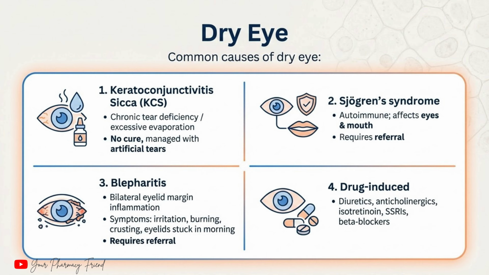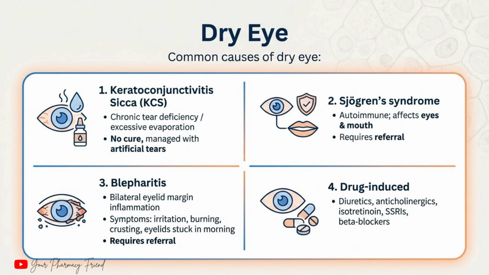Management is symptomatic, primarily with artificial tears. Another important cause is Sjogren's syndrome, an autoimmune disorder characterized by dryness of the eyes and other mucous membranes, particularly the mouth. The presence of both eye and mouth dryness is a key diagnostic clue and requires referral. Blepharitis is another cause. It is typically bilateral and presents with irritation, burning, itching, red eyelid margins, crusting, and eyelids sticking together in the morning. This condition also requires referral.